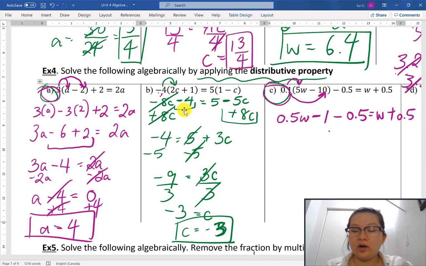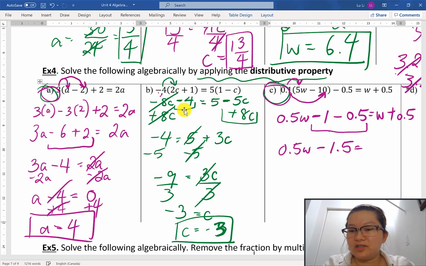Okay, so again, we want to get the W's together, but there's a few things we can simplify. For example, this over here, minus 1 and minus 0.5 is going to give us minus 1.5 if we combine them together, equals W plus 0.5. Okay, and to get my W's together, I have to subtract it on either side because they're positives. And I'm going to subtract the lesser value so I can end up with a positive value instead. Okay, so here I subtract 0.5 and I get rid of it.